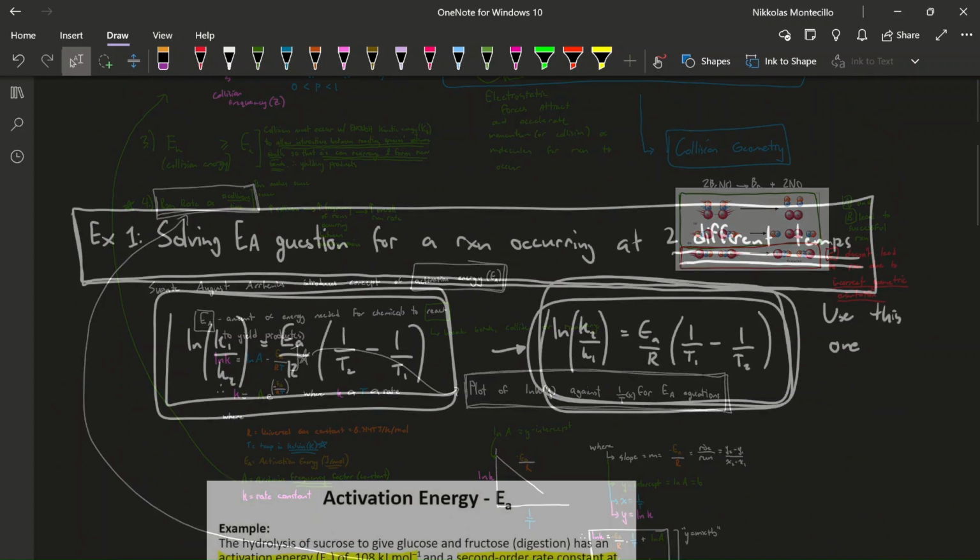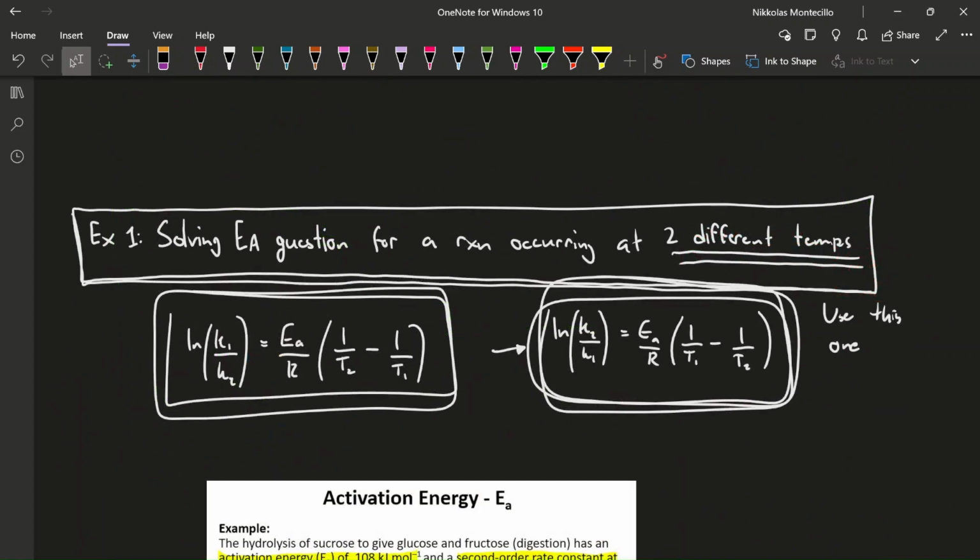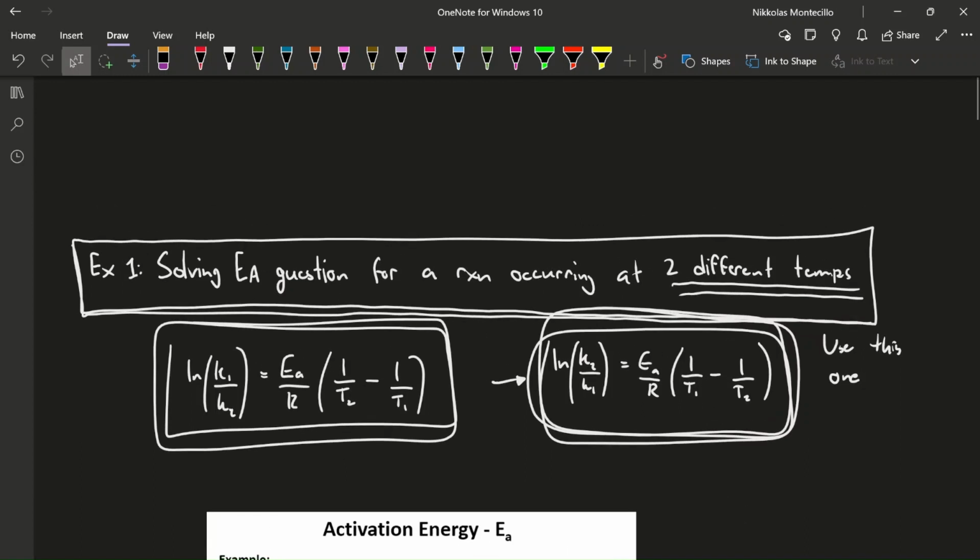Okay, all right, so with everything we've discussed, let's go through two key sample questions that I think will be helpful for learning how to answer these questions. So the first example, we're going to solve an activation energy question for a reaction occurring at two different temperatures. There are two ways to answer this question, or two formulas that can be used.